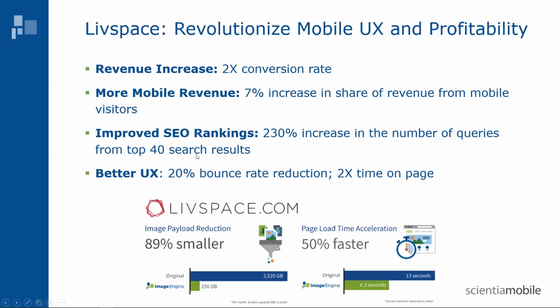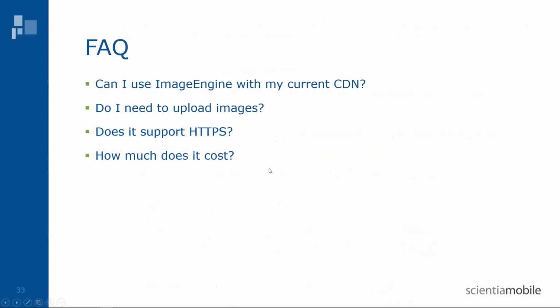And their SEO rankings on some of the key terms that they were trying to compete for saw about a 230% increase. So that means they probably leapfrogged several pages in terms of where they were coming in on the search engine. And in addition to that, they saw a reduction in the bounce rate and the time spent on the site.